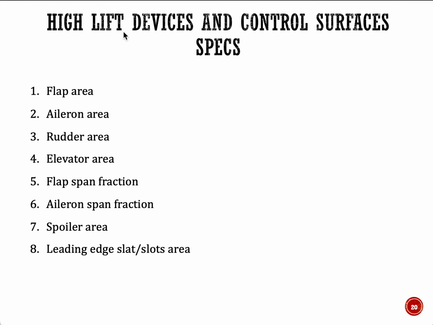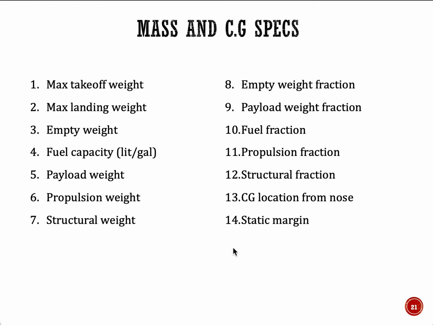Right, and then you move on to high-lift devices. More often than not, you have flaps or leading edge slats or slots to augment the lift created by the wings. So it'll be good for you to have an idea of what those specifications look like. But control surfaces are important as well, right? You've got the aileron area, rudder area, elevator area. If you have trim tab areas, you can include that as well. Again, the flap span fraction, like what percentage of the span is taken by flap, and aileron span fraction as well. And if you have spoilers, you can include that as well, right?